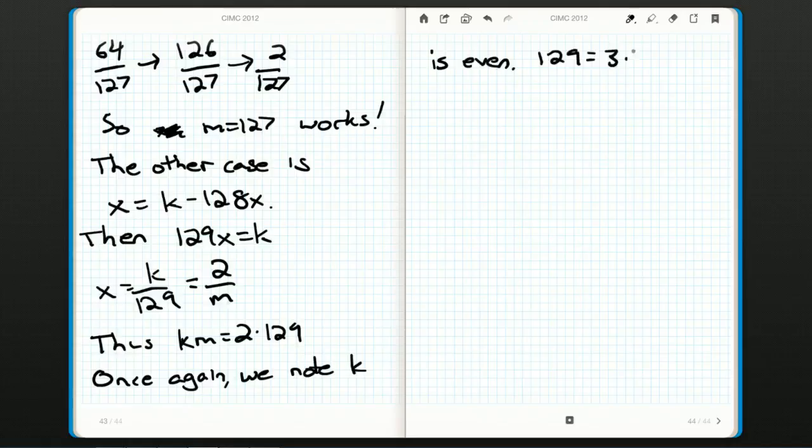We can also note that 129 is divisible by 3. We get 3 times 43. Yes, that does work out. Okay.